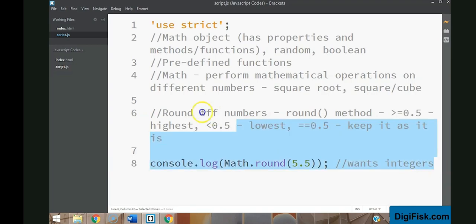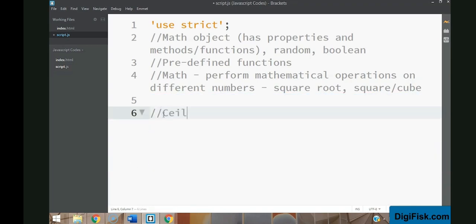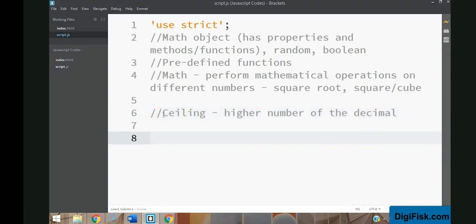There is also the ceiling method. The ceiling method gives the higher number of the decimal. This is how you do it. In order to do this, you have to say Math.ceil, where everything is a small letter, and you have to give your number in here.